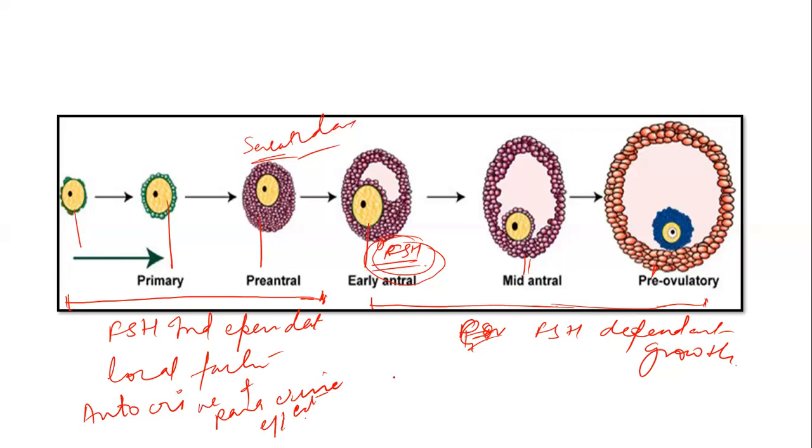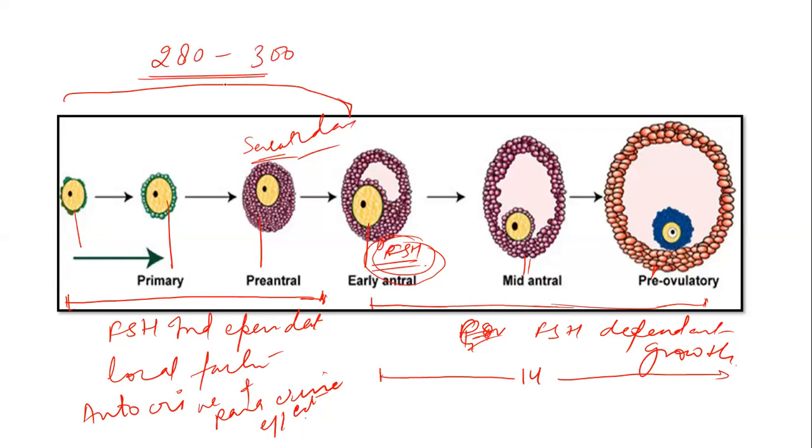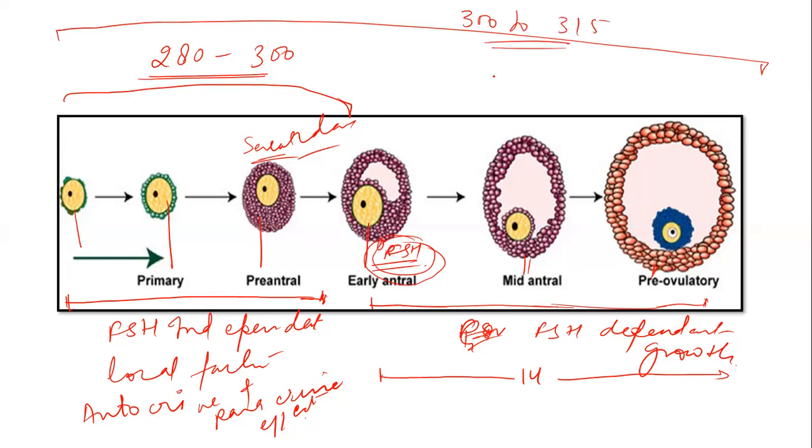And the FSH-dependent stage, as we all know, the duration of the follicular phase is 14 days. And how much time it takes from primordial to this stage is around 280 to 300 days. So roughly, from primordial to the pre-ovulatory stage, the follicle will take around 300 to 315 days, or on an average we can say a year. So from primordial to the pre-ovulatory stage, the total time taken by the follicle is around 1 year, and from the antral or FSH-dependent stage, it is only 14 days. So reaching pre-ovulatory from the antral stage takes only 14 days.